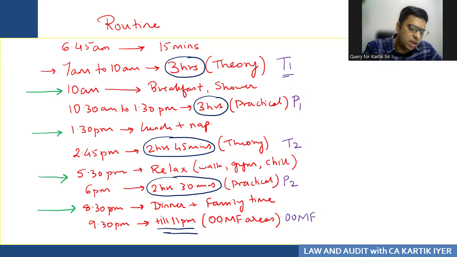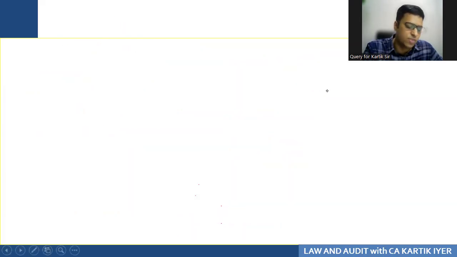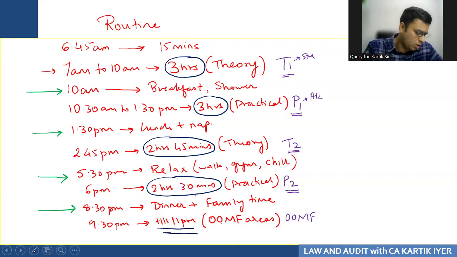Now P1, P1, P2, P2. In this, you will be taking as per our planning. Remember, we are doing the planning for FR and SM. So, of course, in theory, you will take strategic management. In practical, you will take FR. FR means accounting, sorry. If FR is in CA final, inter it is accounting, accounts.